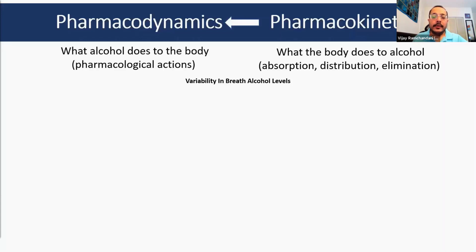So the first one is pharmacodynamics, or what alcohol does to the body. This is a function of its pharmacological effects at the site of action and depends on the alcohol concentration or level, and more specifically in the brain or the target organ. This is determined by what the body does to alcohol or its pharmacokinetics, and that includes the processes of absorption, distribution, and elimination. This is hugely variable.